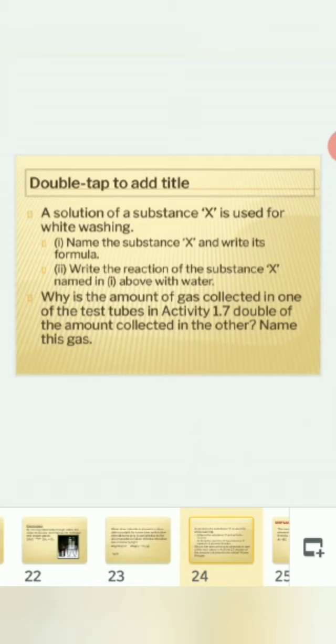Now, here you have some questions. A solution of substance X is used for whitewashing. Name the substance X and write its formula. Next, write the reaction of the substance X named above with water. Why is the amount of gas collected in one of the test tubes in Activity 1.7 double the amount collected in the other? Name this gas. So you are going to write this in your notebook.